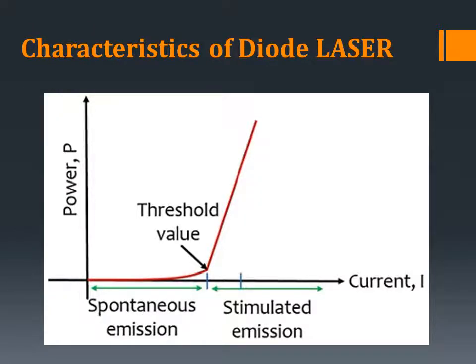In the characteristics of the diode laser shown here, the x-axis has the current and the y-axis shows the optical power of light produced. It can be clearly seen from the figure that a gradual increase in power is noticed until a threshold point is reached. After the threshold value, a rapid increase in power is noticed even for a small increase in the current. The power produced by the laser diode also depends on the temperature associated with the device.